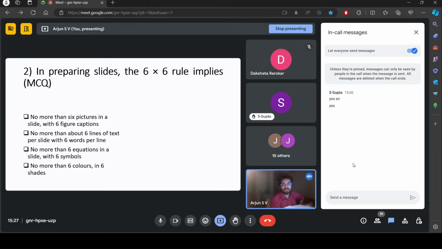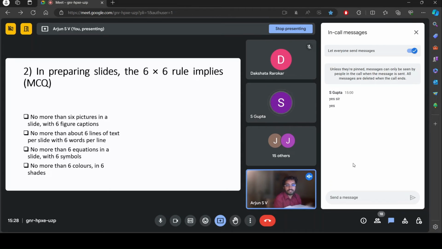So question number two, in preparing slides, the 6 by 6 rule. In the lectures also we saw the 6 by 6 rule. Whenever we are preparing a slide, we should follow this rule called the 6 by 6 rule. The 6 by 6 rule says that whenever we are presenting a slide, that slide should not have more than 6 lines of text, and it is applied only on the text lines, not on pictures, meaning six pictures like that.